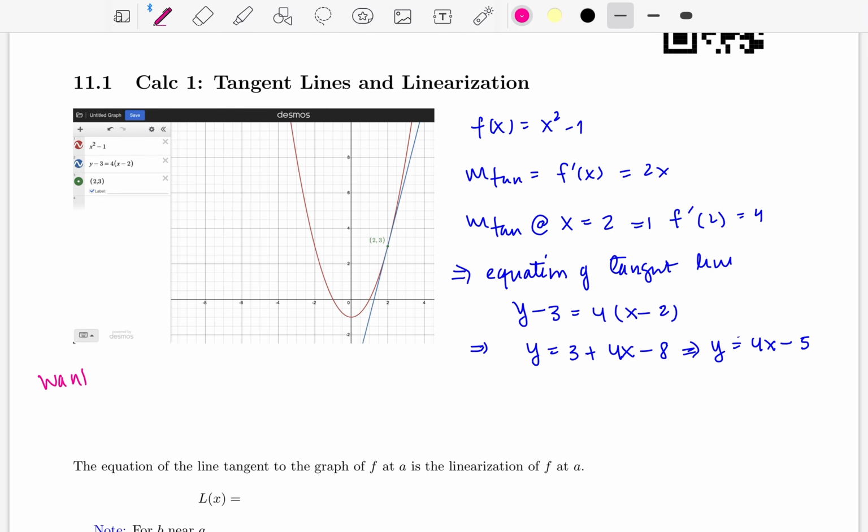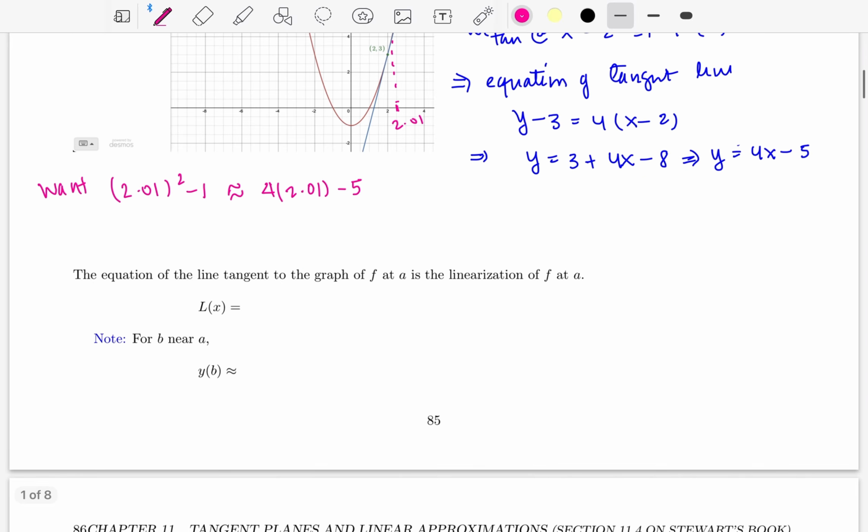Okay. So that means if I want to know what 2.01 squared minus 1 is, that is super close to 2. I'm here, 2.01. So instead of plugging this into my quadratic function, I can just approximate the value with the line, okay? So what I'm saying is that this is approximately equal to, well, I take my equation of the tangent line, so this will be approximately equal to 4 times 2.01 minus 5, okay?